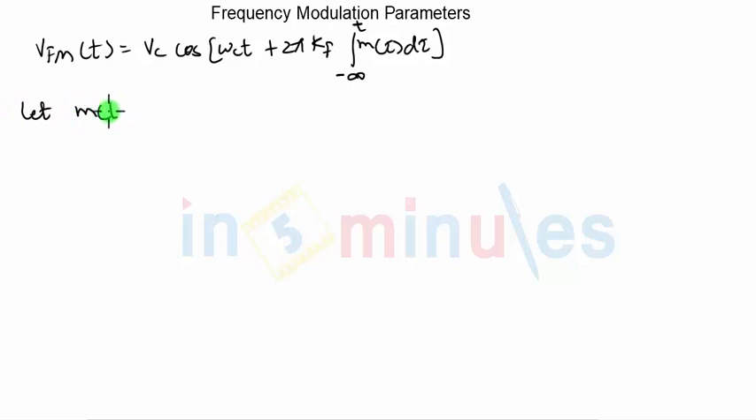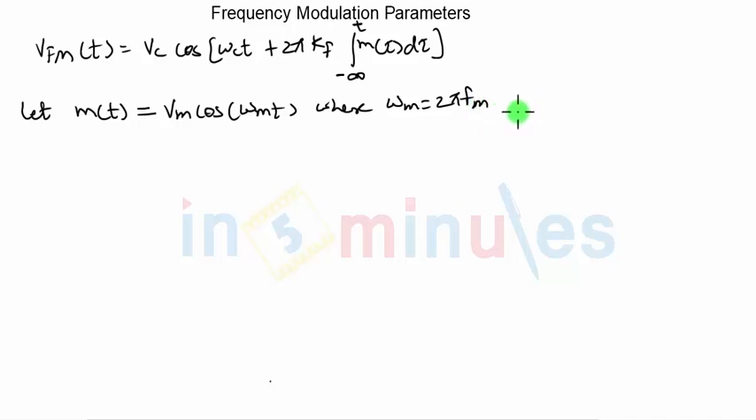Whenever we do analysis, to simplify the analysis and to understand the nature of modulated signals, we consider m(t), the modulating signal, to be a single frequency sinusoidal signal. That is what we had done in case of amplitude modulation also, and we will repeat it for FM and PM. So let me take m(t) as Vm cos(omega_m t), where omega_m equals 2 pi fm. Fm is the modulating signal frequency in hertz, omega_m is in radians per second, and Vm is the peak amplitude of the modulating signal.